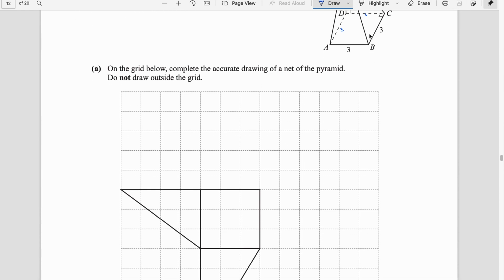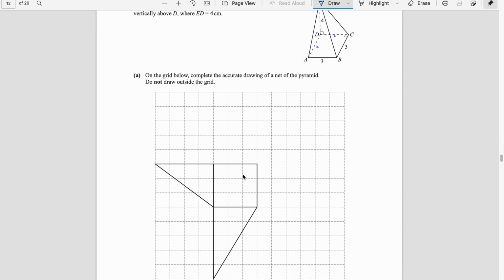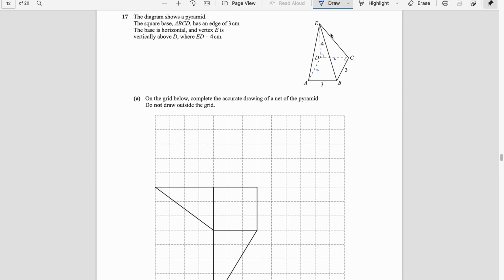Okay. So we have a square. I'll have to zoom out. We have a square. Square is already drawn. On the other side, this is 3 and 4. So 3 and 1, 2, 3, 4. This would look like this.